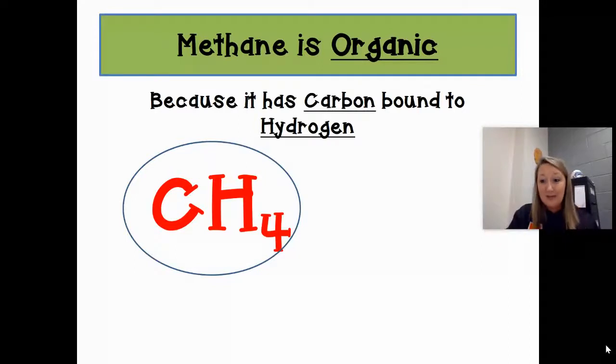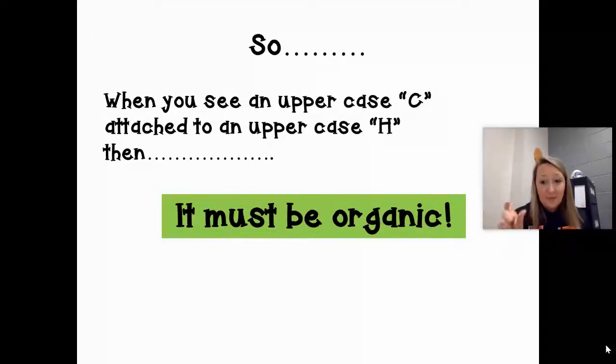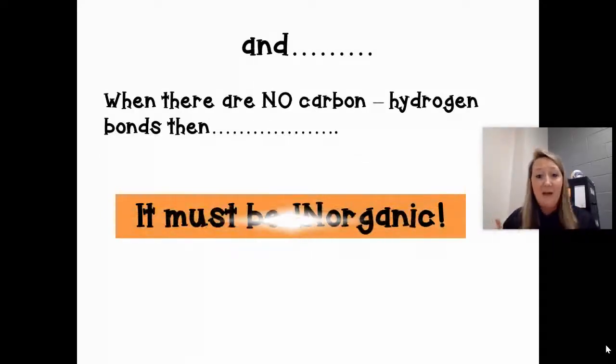So it is organic. When you see an uppercase C, that is a chemical symbol for carbon attached to that chemical symbol for hydrogen, that capital H, it must be an organic compound if they are bonded together. If you do not have a carbon-hydrogen bond, meaning you only have carbon or you only have hydrogen or you don't have either, that means it is inorganic, right? It is not an organic compound. It has to have carbon and hydrogen bonds to be considered organic, okay?